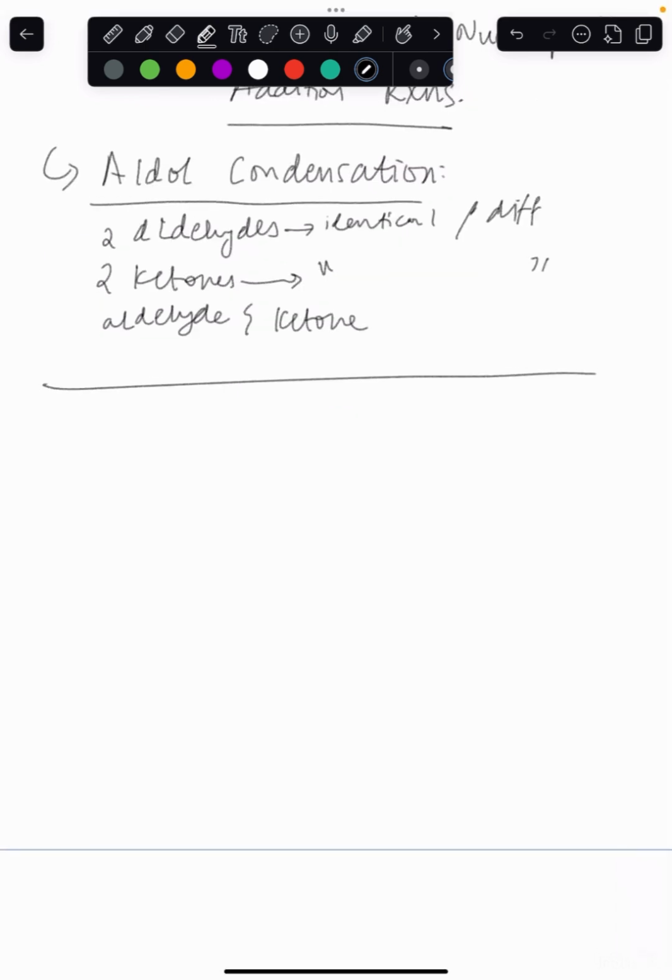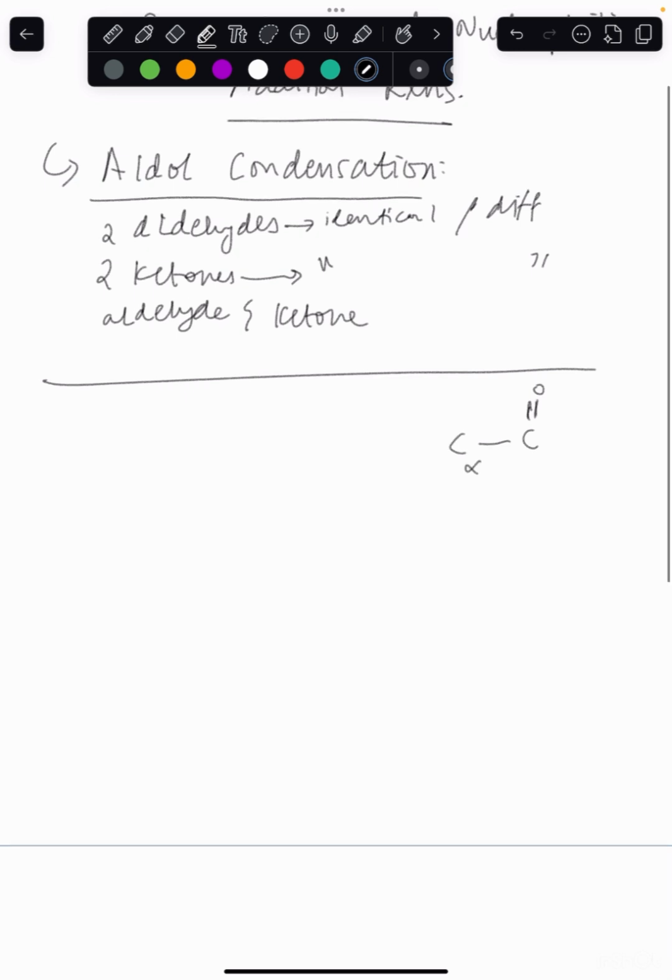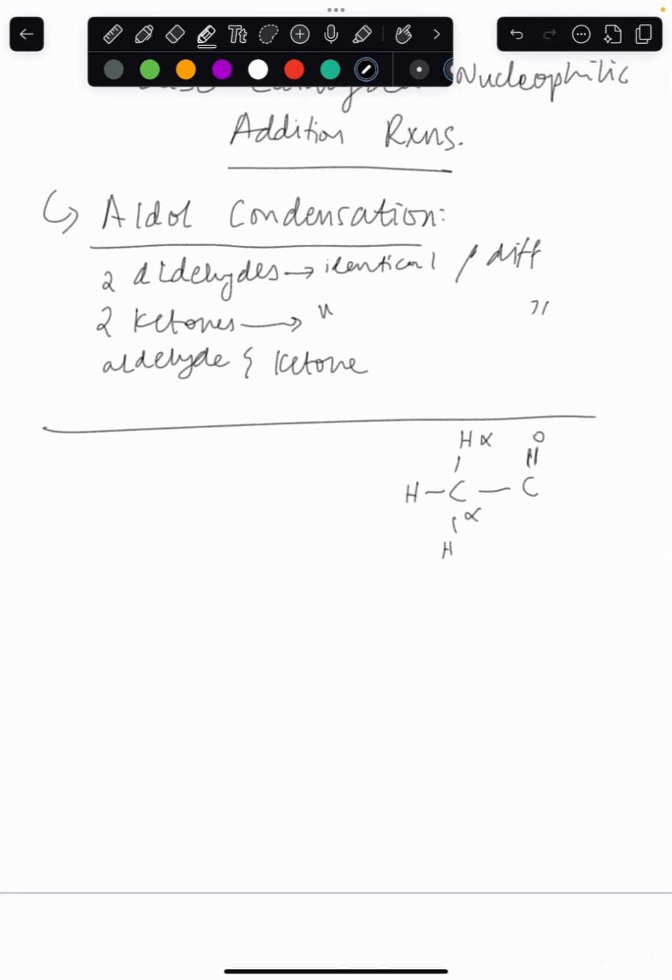Now before we begin, there is one thing to note: if this is a carbonyl group, the carbon adjacent to it is the alpha carbon, and the hydrogens attached to that carbon are alpha hydrogens. For aldol condensation to occur, alpha hydrogen is required in this reaction, and if choices are given to choose which gives aldol condensation, we have to choose the one which has alpha hydrogen.